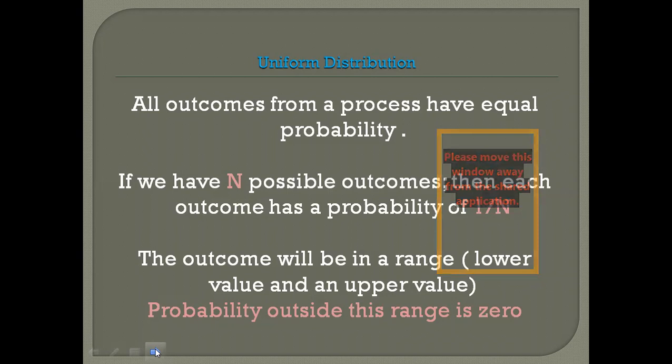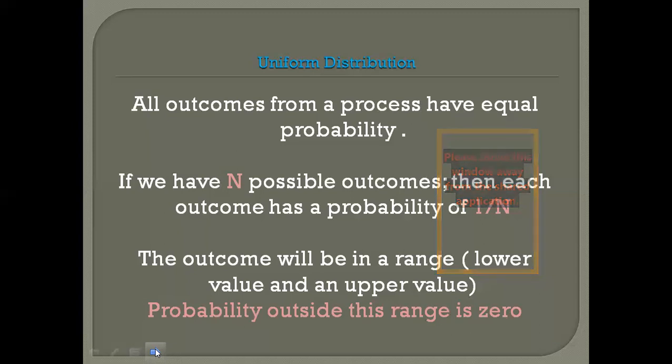Now take another example. If you have a scenario where a process generates 10 different outputs, and the probability of each output is equal, then the probability of each outcome is 1 by 10, right? So we can take a generalized view: if we have n possible outcomes and each outcome has a probability of 1 by n, right?